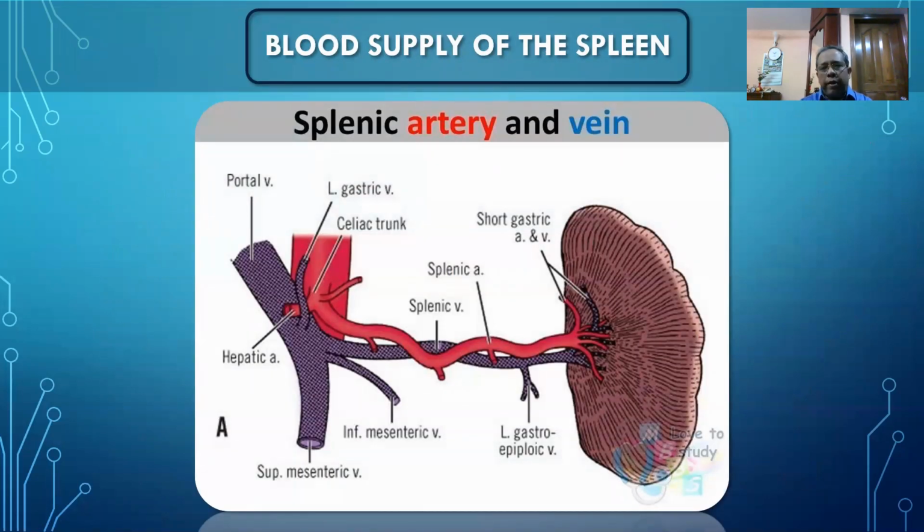So, blood supply of the spleen. The spleen is supplied by the splenic artery. This is the splenic artery. It is a big, tortuous artery, which is a branch of the celiac trunk. From the celiac trunk, the splenic artery runs transversely along the superior border of the pancreas, and ultimately enters the spleen through the hilum by dividing into various branches.